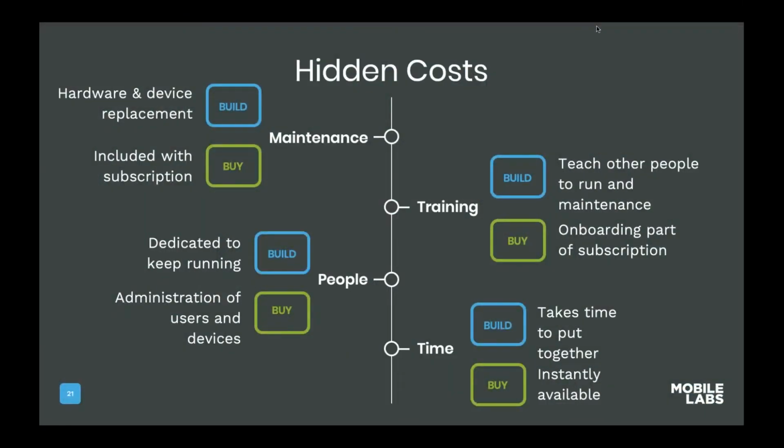So not only that, with budget, you want to look at hidden costs in this. And there's different things about this: maintenance, training, people, and time that you'll want to consider in your build or buy scenario. With maintenance, in a build scenario, you've got maintenance for hardware and device replacement and all the software that you have with that. If you go with a vendor, it's usually included with the subscription, right? You pay a maintenance fee or it's renewed as part of your subscription.